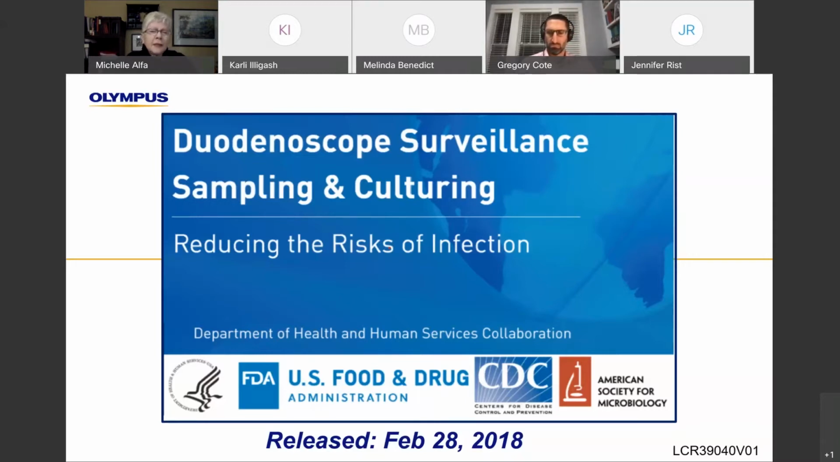And finally, PCR, or polymerase chain reaction testing, which amplifies the genetic material. It's been shown to be potentially feasible as a method of detecting organisms present, but currently it really hasn't been applied and used on a main basis. So I think it's important to realize that if you're doing culture, the only validated culture methodology is the FDA, CDC, ASM duodenoscope protocol that's shown on this screen.